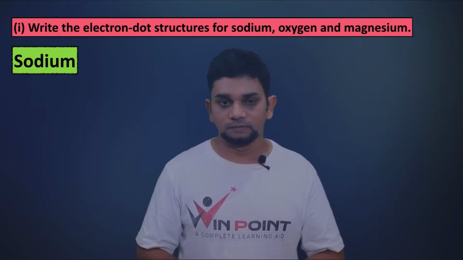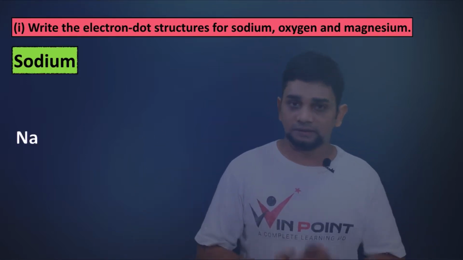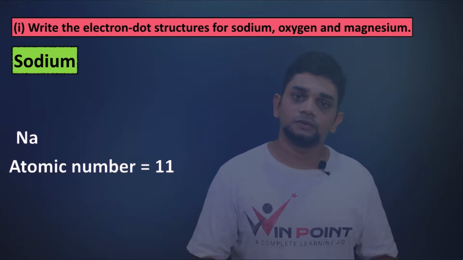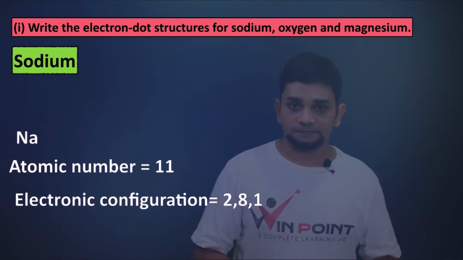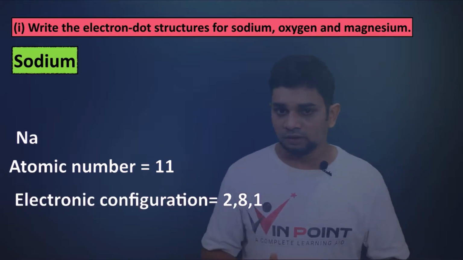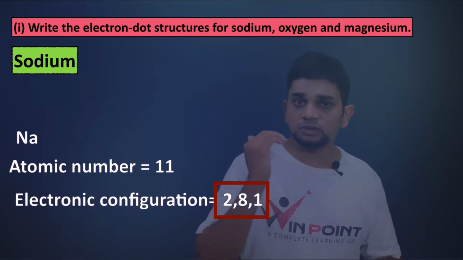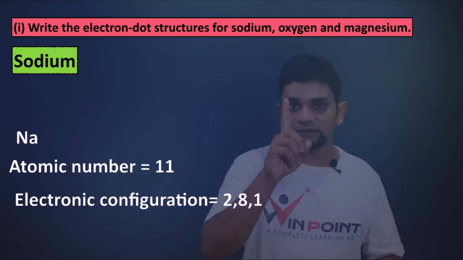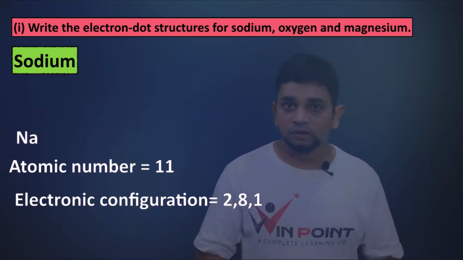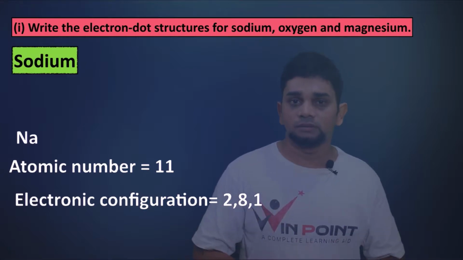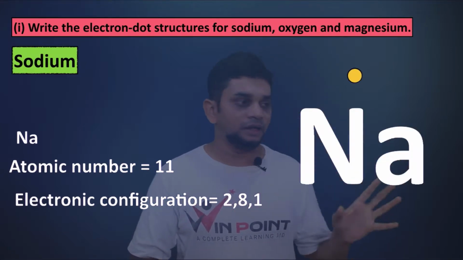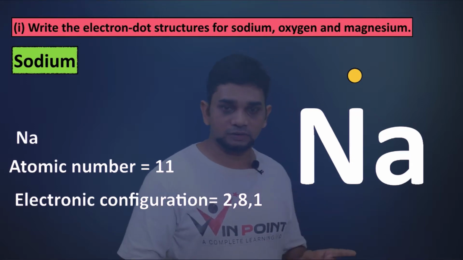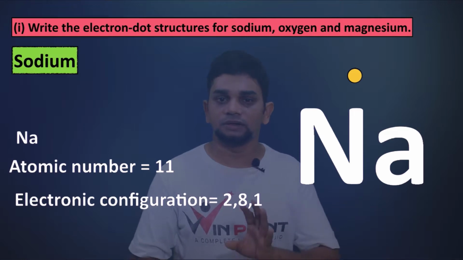First one is sodium. The atomic number of sodium is 11. The symbol is Na and atomic number is 11. What will be the electronic configuration of sodium? It will be 2, 8, 1. There are 3 shells and the outermost shell is having 1 electron. So when we are representing sodium, you need to write Na and this 1 electron. We are just showing outermost electrons only. Here only 1 electron, so Na with this 1 electron. It is the dot structure of sodium.